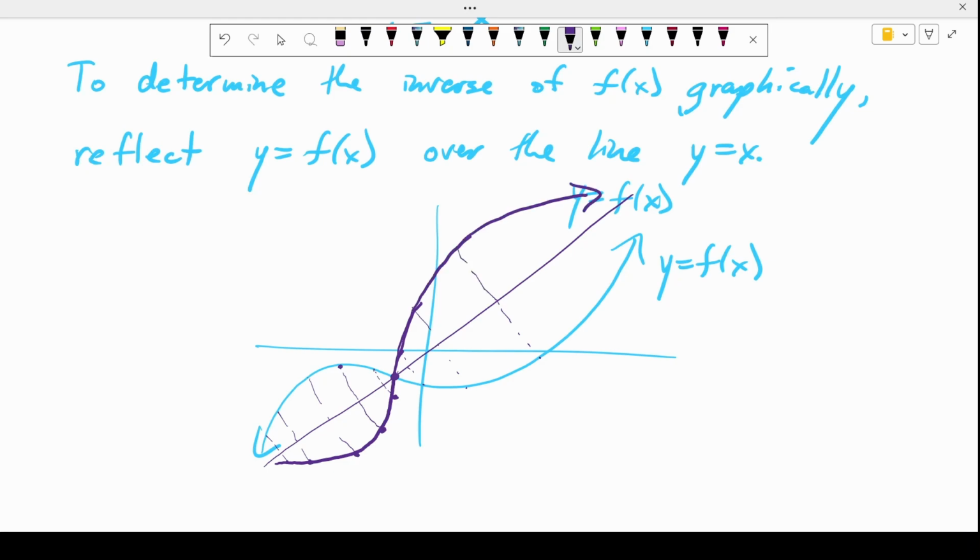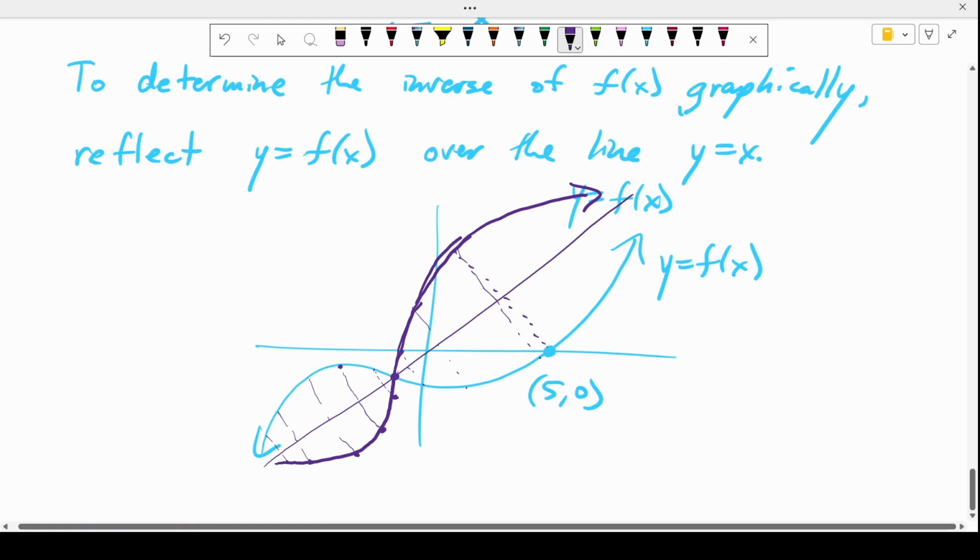And notice what's happened as well. If this point is, let's say, (5, 0), where did it go? Well, I didn't quite line this up right. It should come right about here to (0, 5). This point here, (0, -1), where did it go? Well, it came to switch the x and the y's. It came to here, (-1, 0).